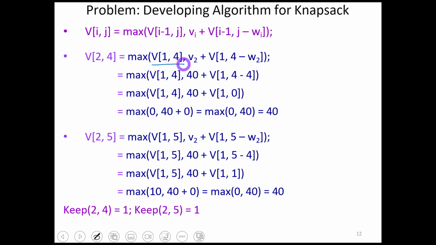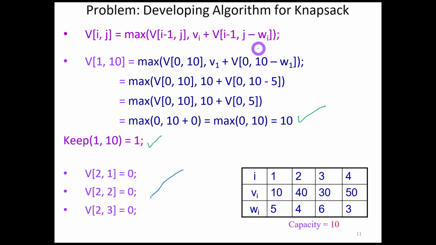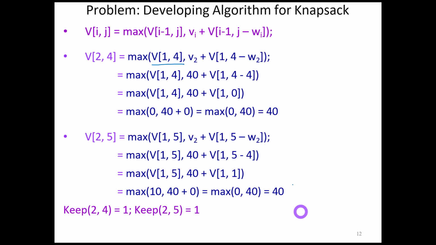So you know v[1, 4], and v now i is 2, so v2 plus [i minus 1] is 1, 2 minus 1 is 1, [1, j] is 4, 4 minus w2. So what was w2? w2 is 4, right? So just write 4 over here, and 4 minus 4 is 0. So we have to find v[1, 0], and we have to find v[1, 4], and this is the worth of the profit of item number 2.